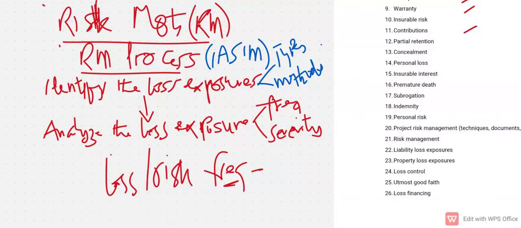Then loss or risk severity talks about the probable size, the magnitude of the loss after it occurs. So how many times does the loss occur? Then if it is the severity, what is the impact? What is the size of the loss after it occurs? Pay attention.